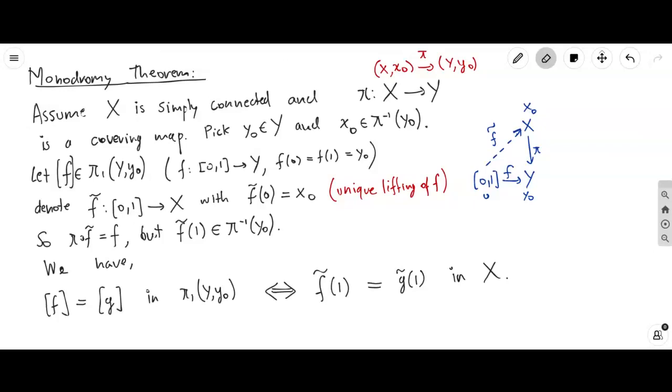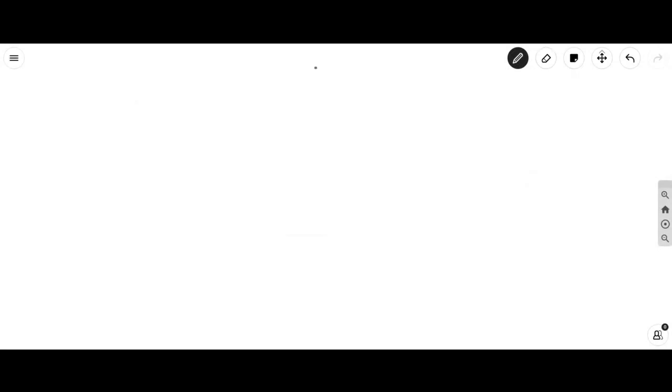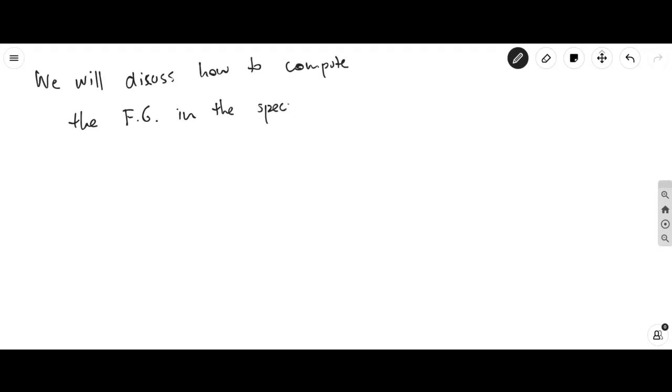And in order to calculate the fundamental group, we're going to do this in the case when we have quotients. So we're going to assume that the base space arises as a quotient. So we will discuss how to compute the fundamental group in the special case of a quotient.